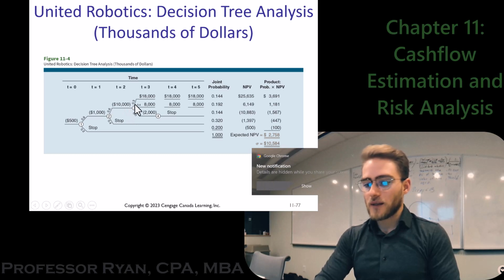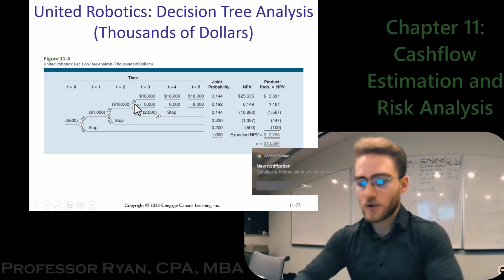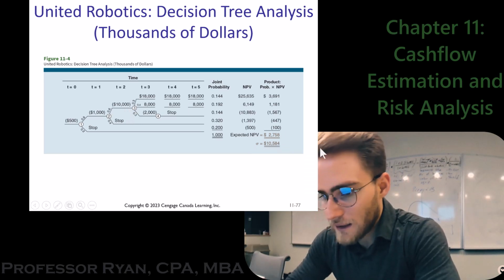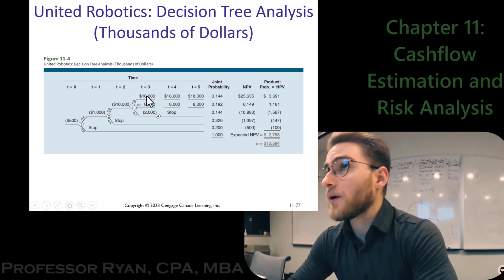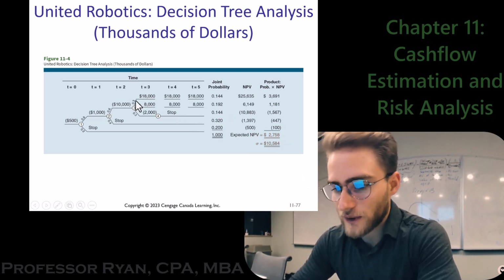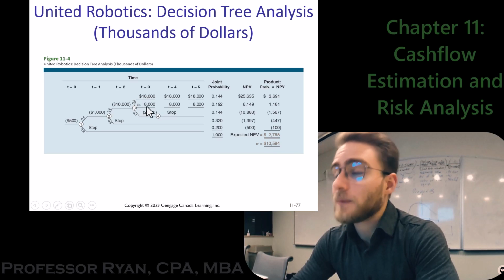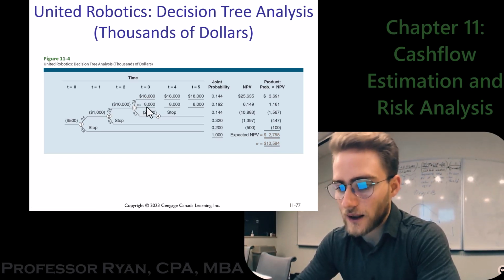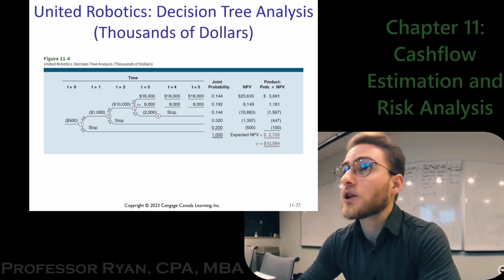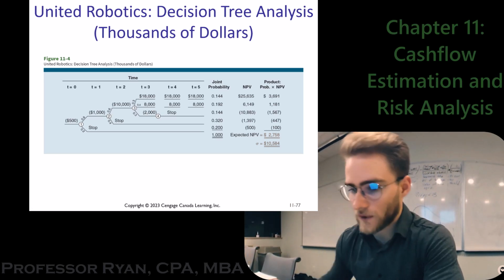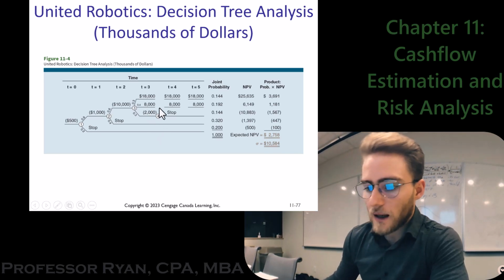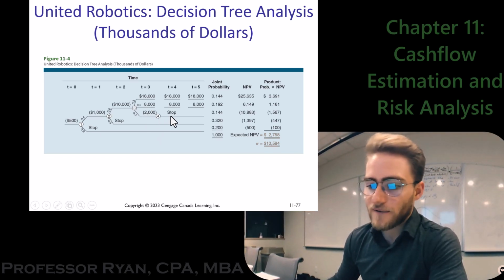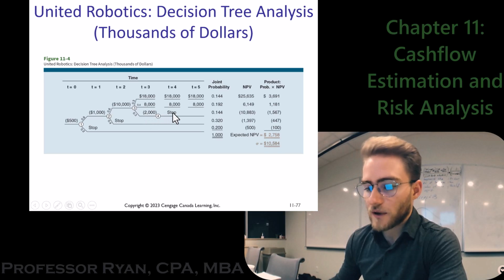There's a 30% chance that I'm going to keep going and make $18,000 in year three. There's a 40% chance I keep going and make $8,000 in year three. And then there's a 30% chance I keep going and lose $2,000 in year three, okay? And then of course, if I lose in year three, I'm going to stop in year four, but maybe I continue on, right?